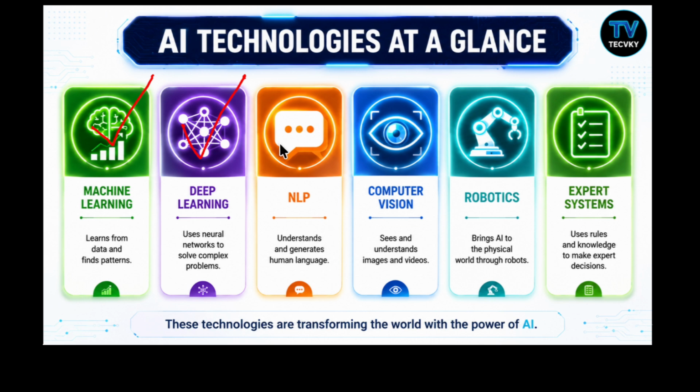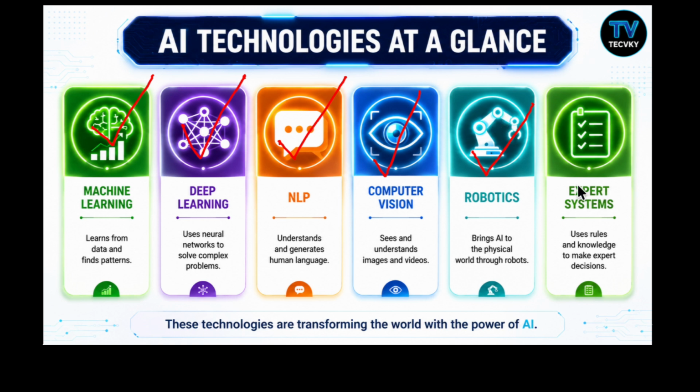NLP bridges the communication gap between humans and machines. It allows AI to understand, interpret, and generate human language naturally. Computer vision gives AI the power to understand the visual world. It transforms images and videos into meaningful information that machines can act upon. Robotics brings AI into the physical world by combining intelligence with machines. Robots can perform tasks, adapt to environments, and assist humans in countless ways.